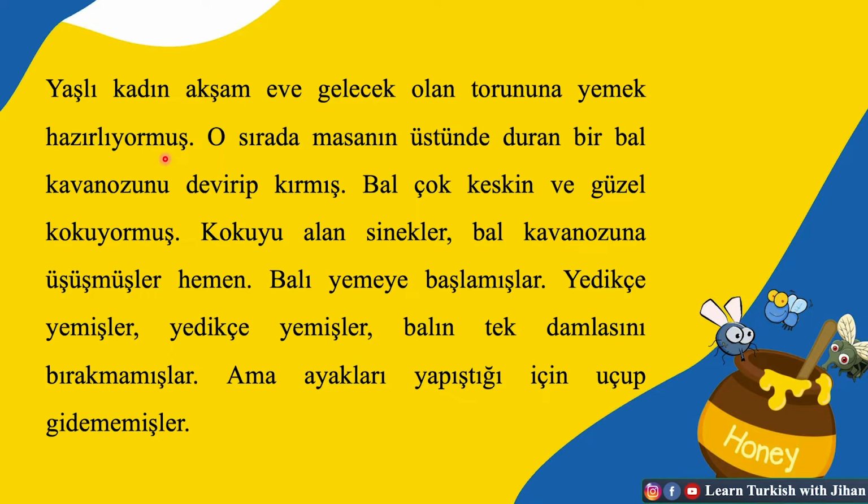I've said this previously, that when you want to know the meaning of a Turkish sentence, start with the subject and then go to the verb as in English, because in English it's subject, verb, object. Here it's subject, object, and then verb. So when you want to know the meaning, go to the subject. Yaşlı kadın, old woman. Hazırlıyormuş, was preparing.